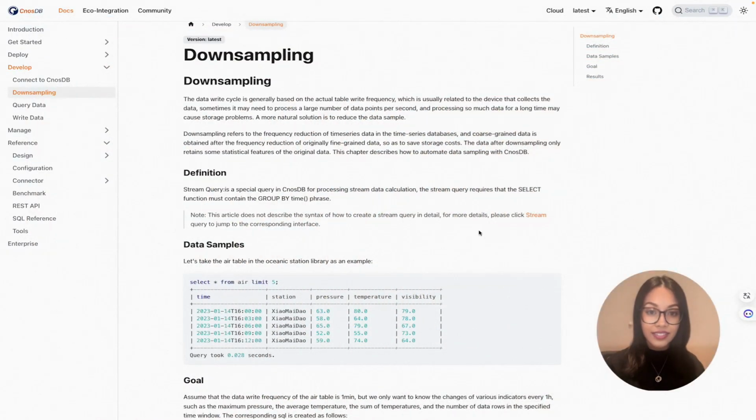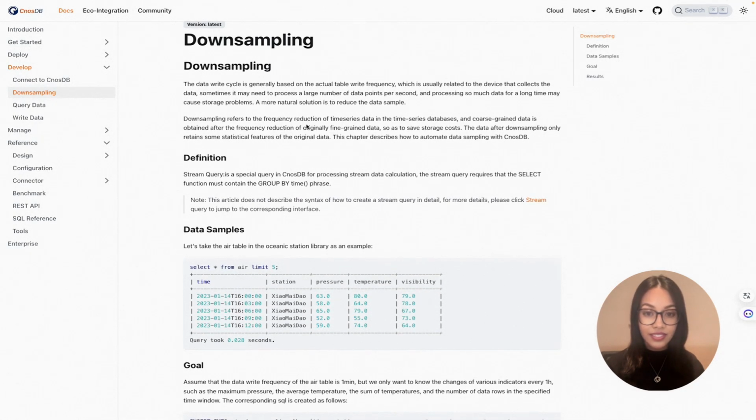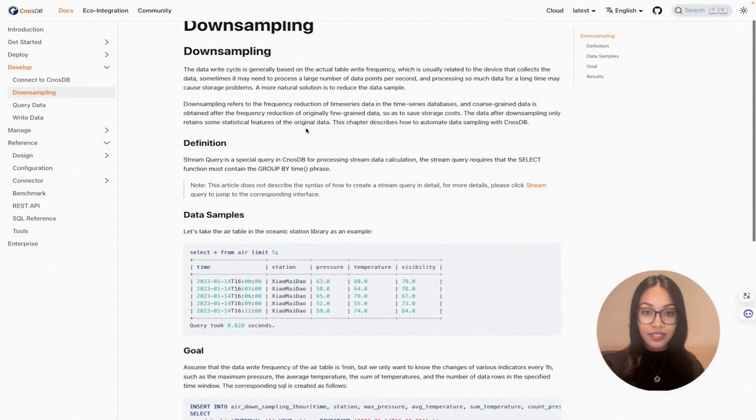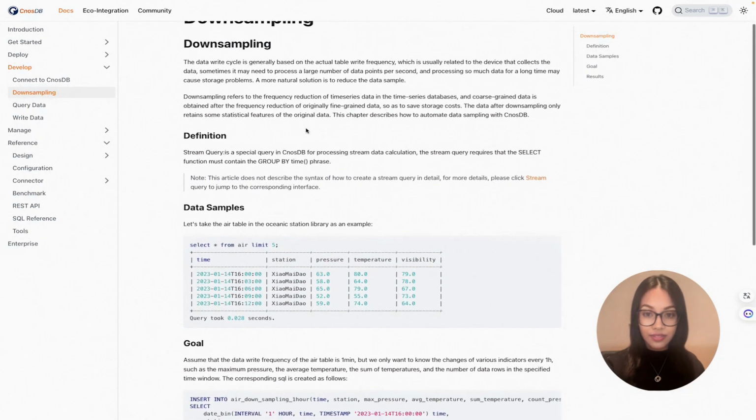First, let's understand downsampling. In the realm of time series database, downsampling refers to reducing the frequency of time series data, turning finely grained data into coarser grained data, thereby saving on storage cost. The data resulting from downsampling retains only some statistical characteristics of the original data, which can enhance query performance as well.